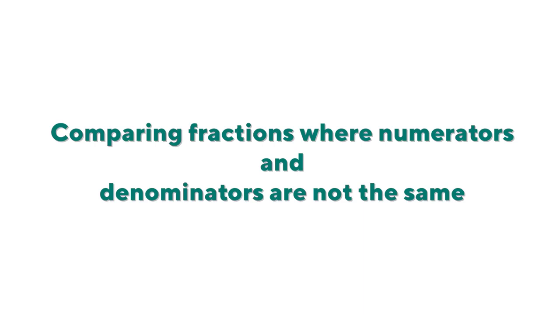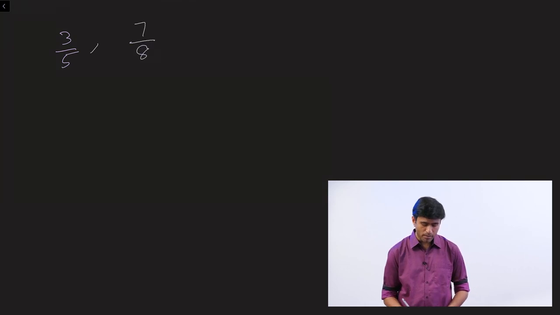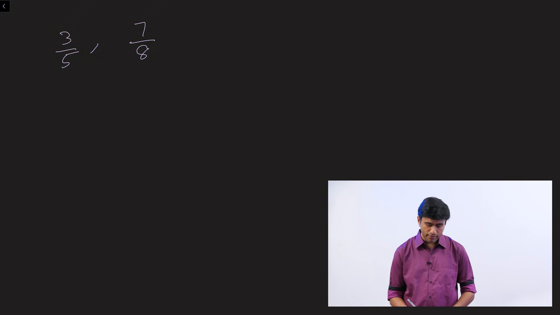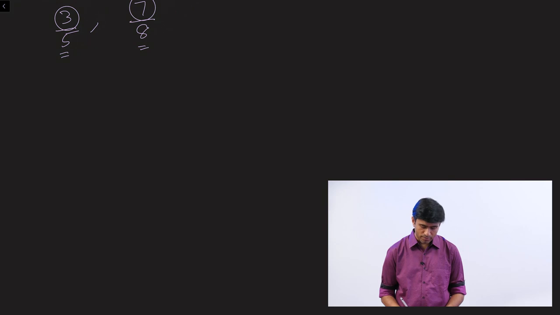How do we compare fractions that do not have the same denominator or numerator? For example, 3 by 5 and 7 by 8. How can we compare these two fractions? The numerators are different, the denominators are also different. How do we compare them? Let's observe and do this. First, we need to find the LCM of the denominators 5 and 8. What is the LCM? 40. That's right.